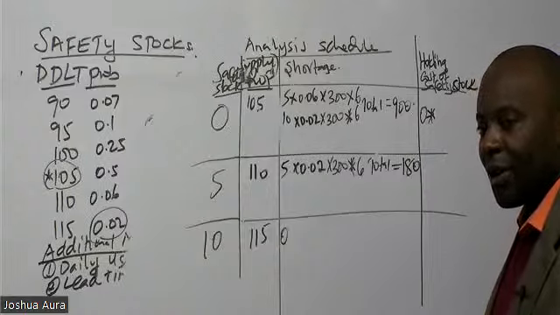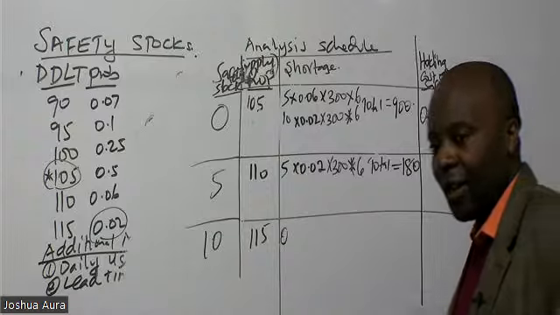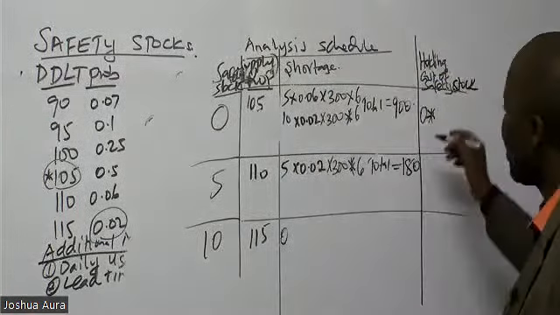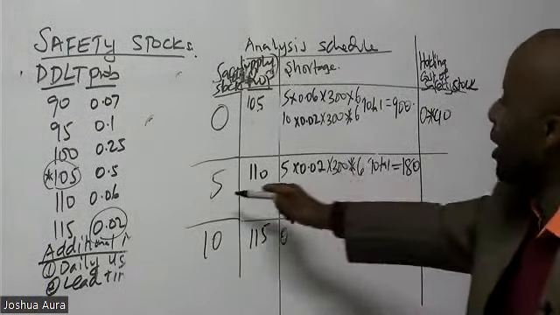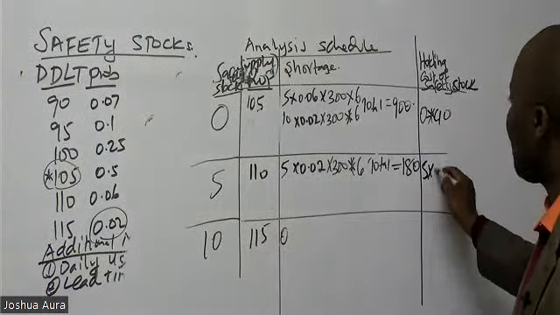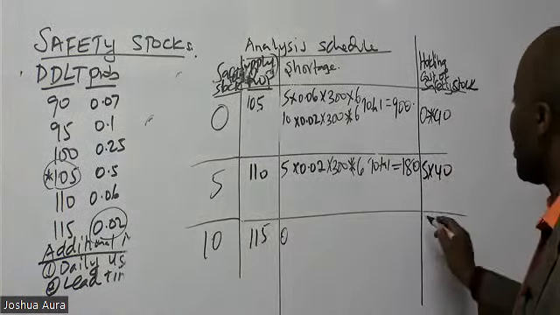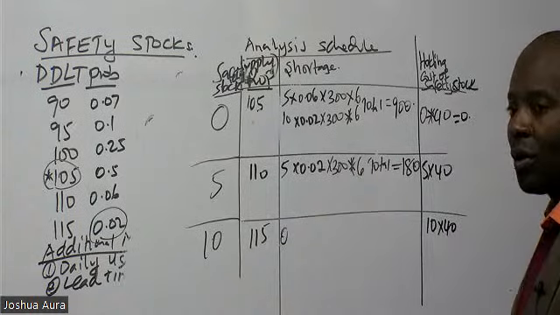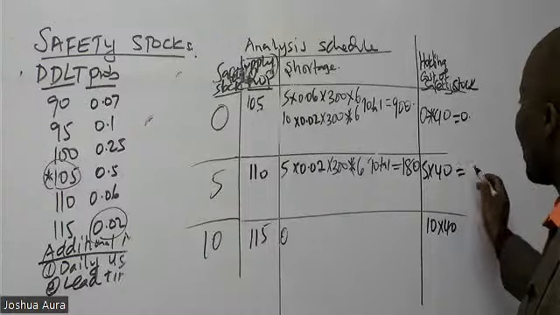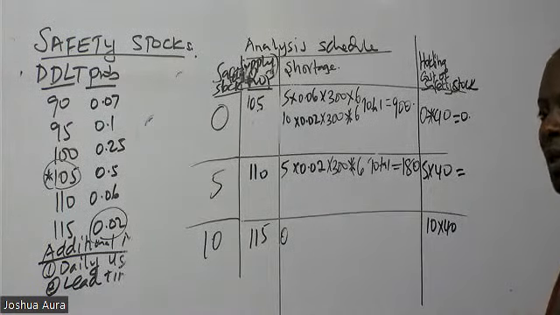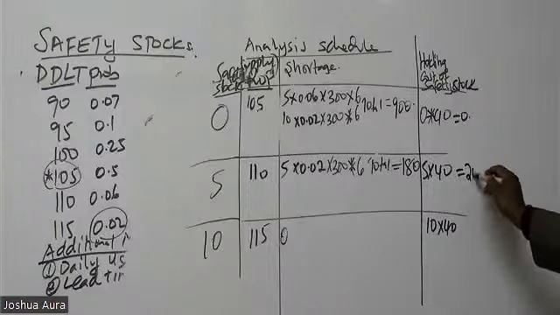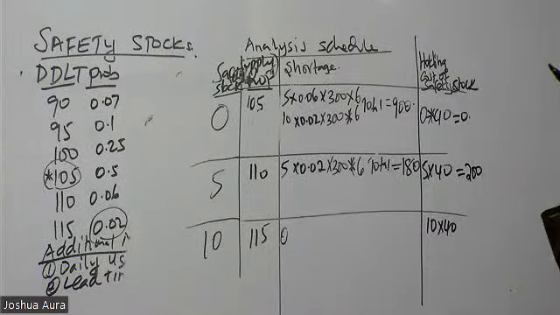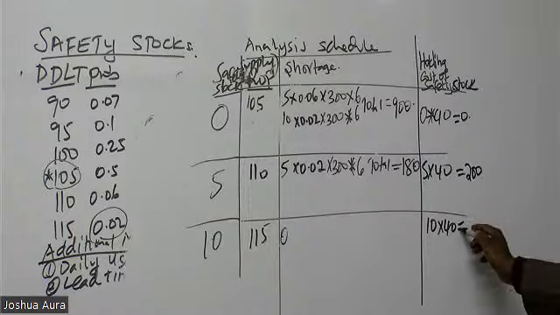Are you able to see the carrying cost in this question? The carrying cost is 40, right? So here the safety stock is 5, so 5 times 40, then we have 10 times 40. This, of course, is 0. This one is quite an easy one. 5 times 40 gives me what figure? It must be 200. 10 times 40 will give me 400.